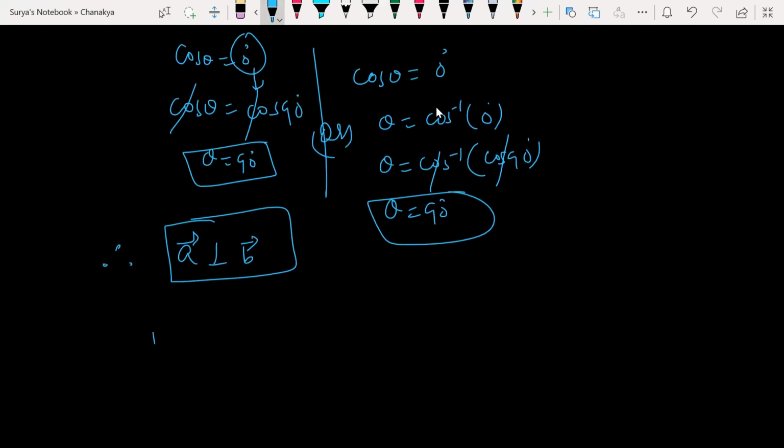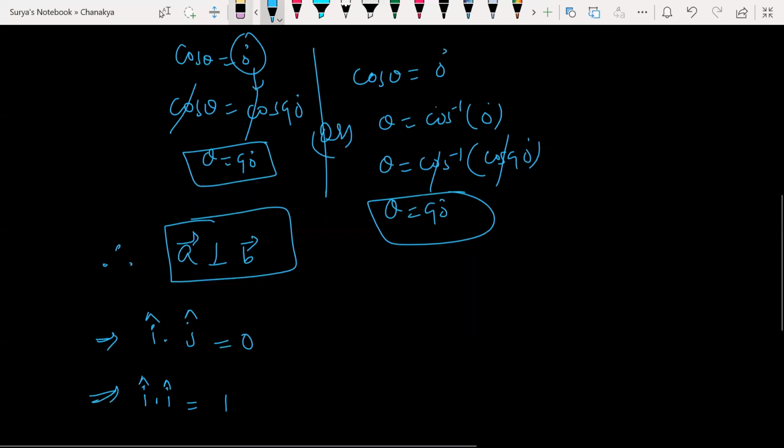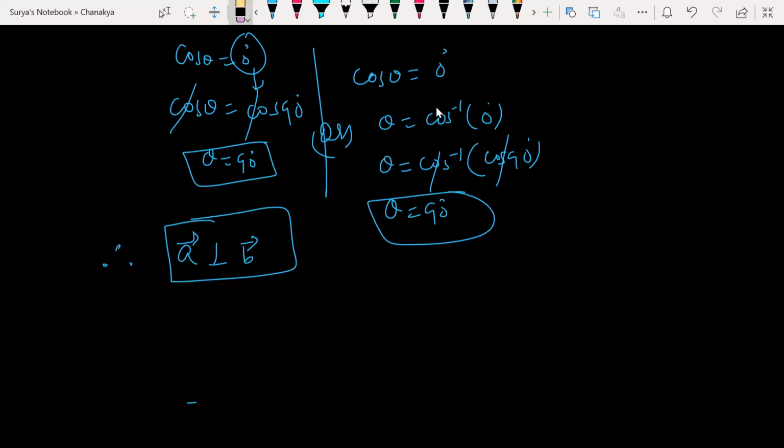Yes, in last class I told you, Disha, what is vector i into j and vector i into i? What happens? This is 1, this is what? 0. Why are they 0? Because they are perpendicular. Perpendicular is nothing but what? Theta is 90. So if I substitute 90, what happens? Of course 0, right? That's how it will be.